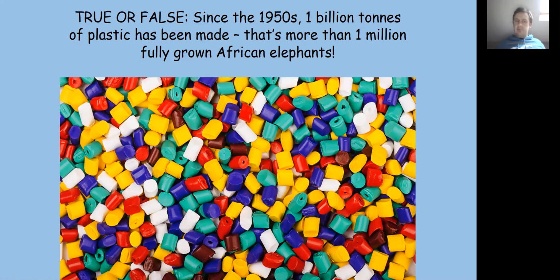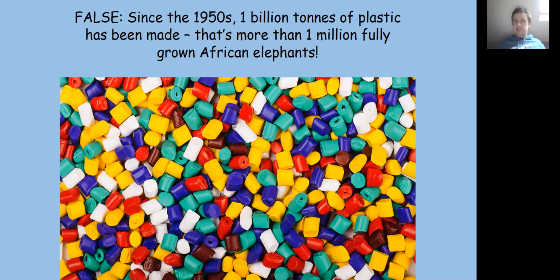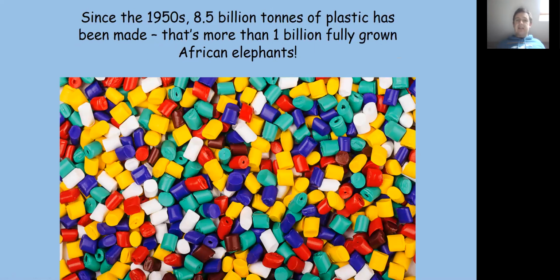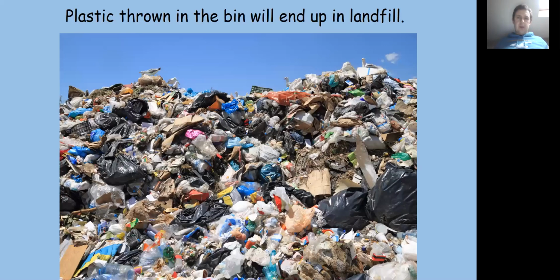True or false? It's false. Since the 1950s, 8.5 billion tons of plastic has been made. That's more than 1 billion fully grown African elephants. Wow. Plastic that's thrown in the bin will end up in landfill, and we're going to learn more about what that means in the next lesson.